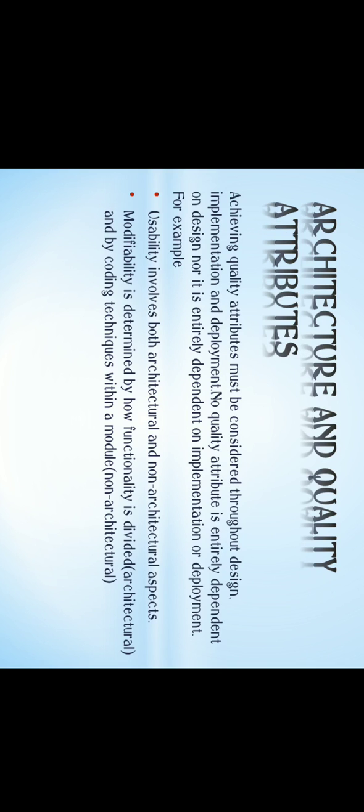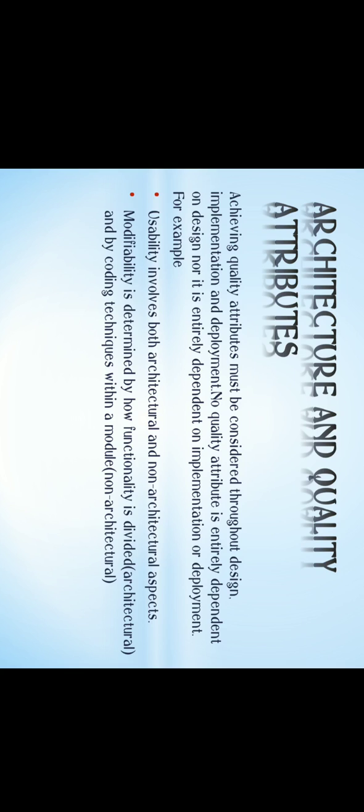Next we see architecture and quality attributes, which is how the architecture is built in order to fulfill the quality attributes. Achieving quality attributes must be considered throughout the design, implementation, and deployment. No quality attribute is entirely dependent on design, nor entirely dependent on implementation or deployment. Implementation is how to implement it in a real system on a machine, and deployment is making the software available for use.